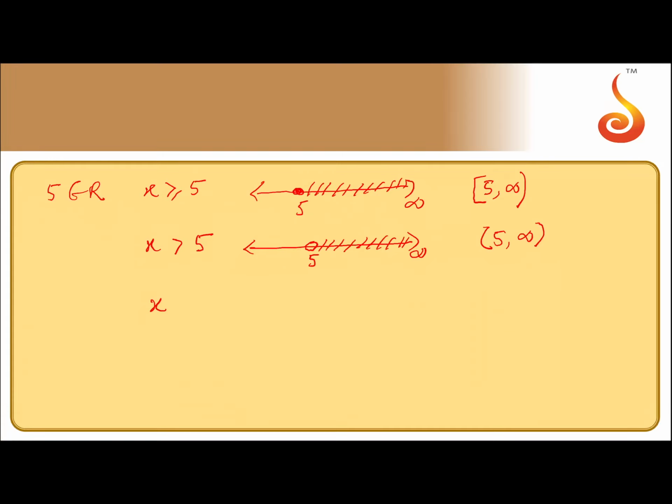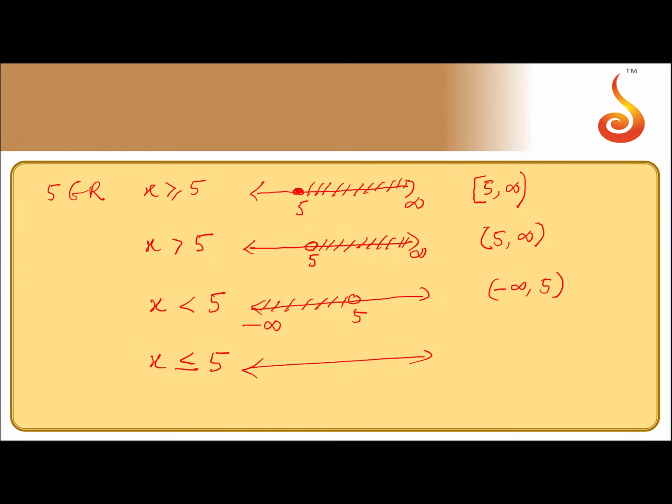Whereas x less than 5 is taken geometrically as all the real numbers left of 5 excluding 5, minus infinity to 5, written as the open interval (-∞, 5). And x less than or equal to 5 is geometrically written as the set of all real numbers left of 5 including 5, minus infinity to 5, as an interval (-∞, 5].